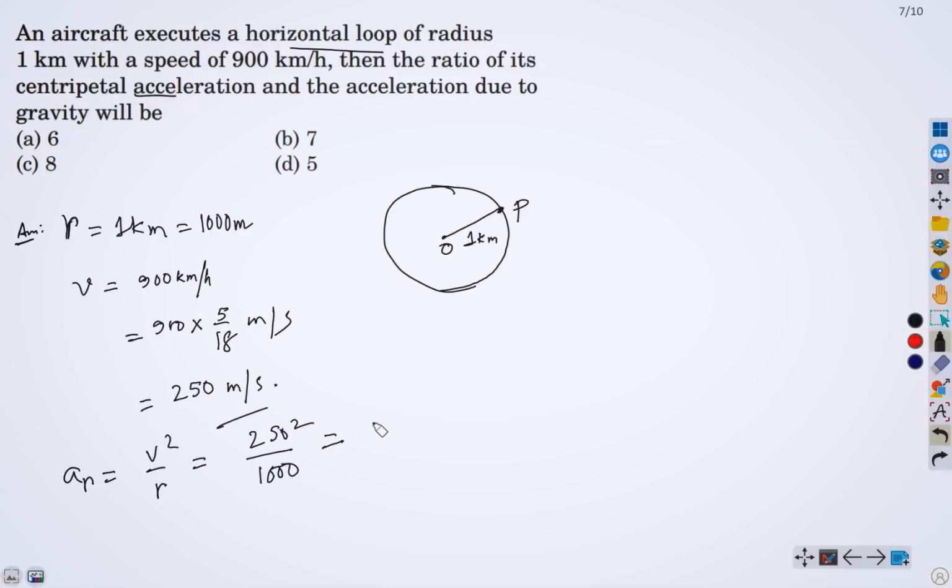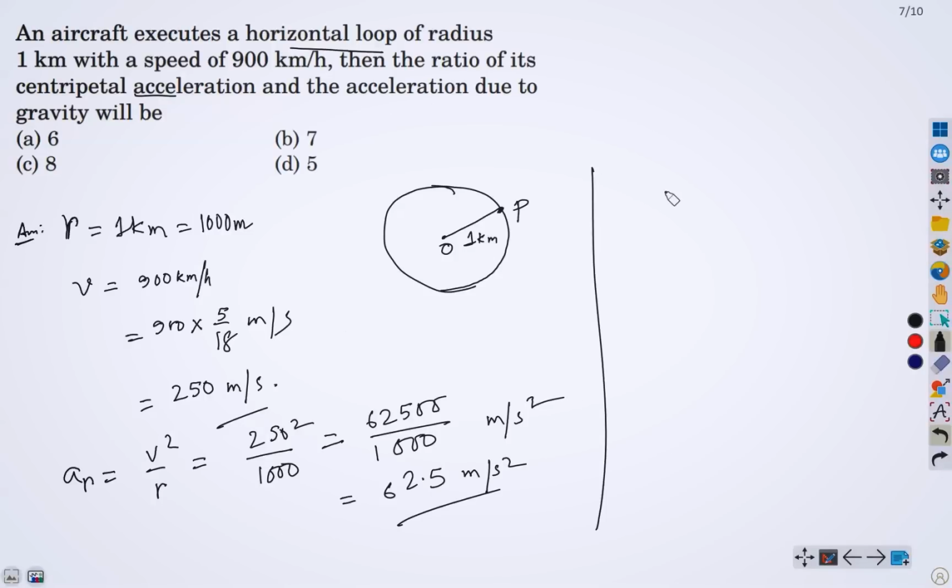So if we simplify this, 250 square is 62500 and we have 1000. So this is 62.5 meter per second square. So we obtain our AR, and acceleration due to gravity is 9.8. So AR by G is 62.5 by 9.8. If we solve this, it is 6.38, which is approximately 6. So the correct answer is 6.